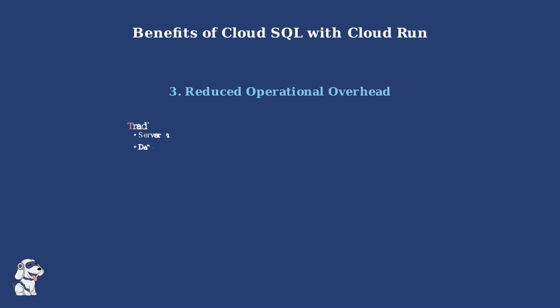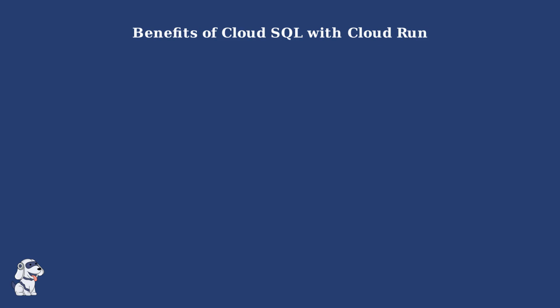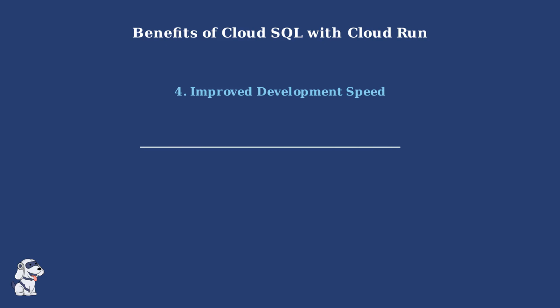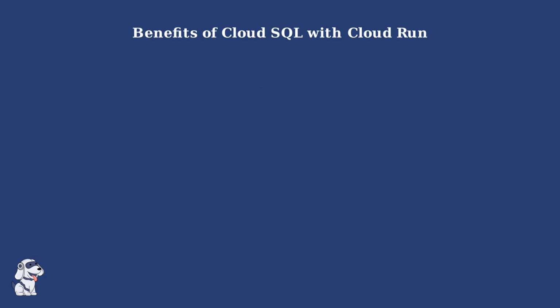Third, this integration dramatically reduces operational overhead. Instead of managing servers, installing databases, configuring security, and setting up monitoring, you can focus entirely on building your application while Google handles all the infrastructure complexity. Fourth, Cloud SQL dramatically improves development speed. Traditional database setup can take days or weeks, but with Cloud SQL, you can have a production-ready database running in minutes, allowing developers to start building features immediately.